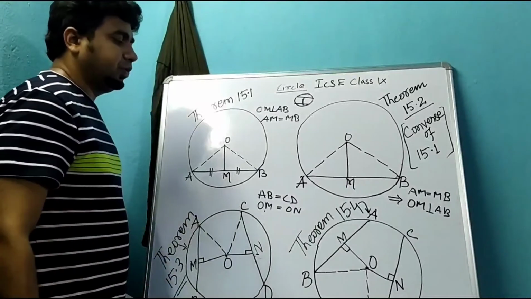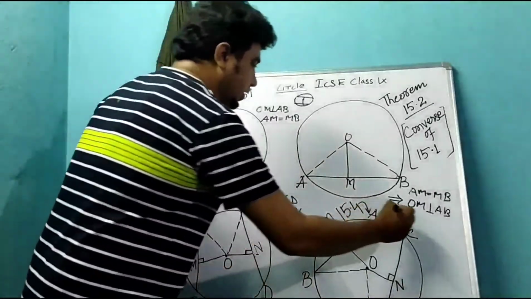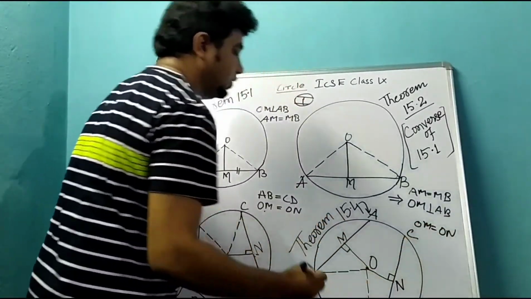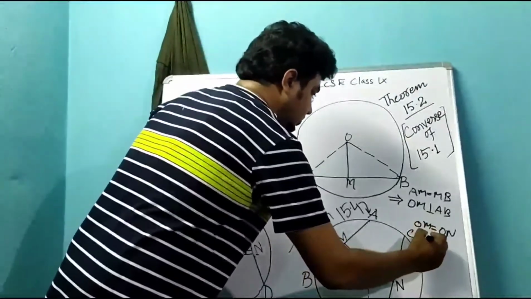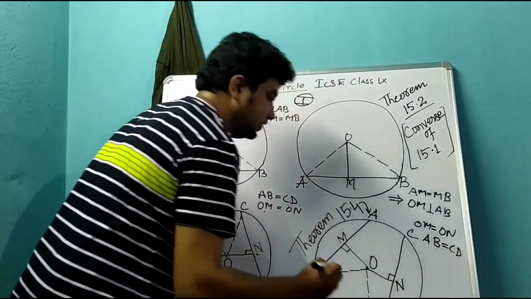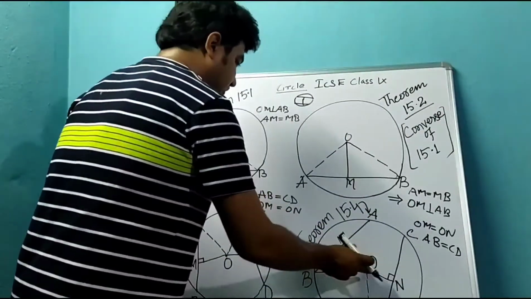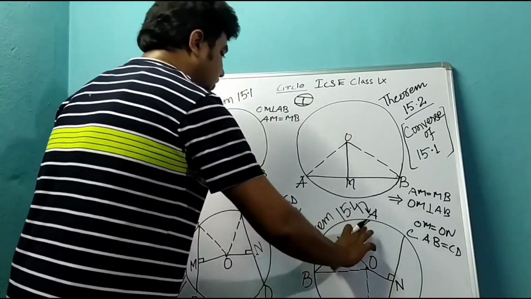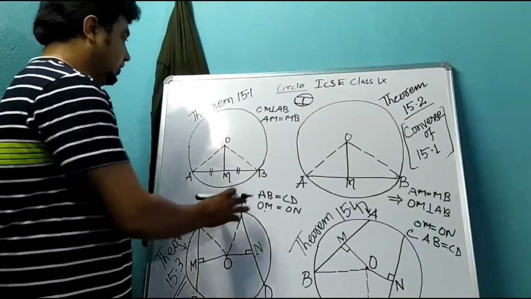Now 15.4: if the distance from the center is equal, meaning OM is equal to ON, then we can say that the length of the chord will also be equal, that is AB will be equal to CD. Means if the distance from the center is equal, the length of the chord will be equal. So this is the discussion of theorems.